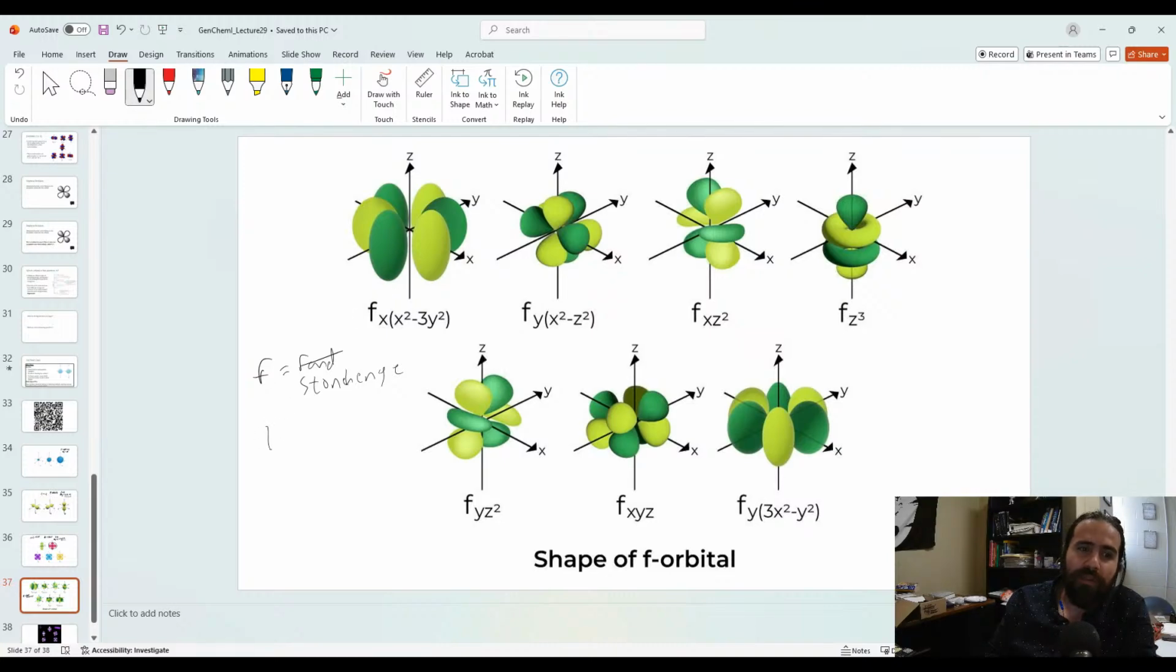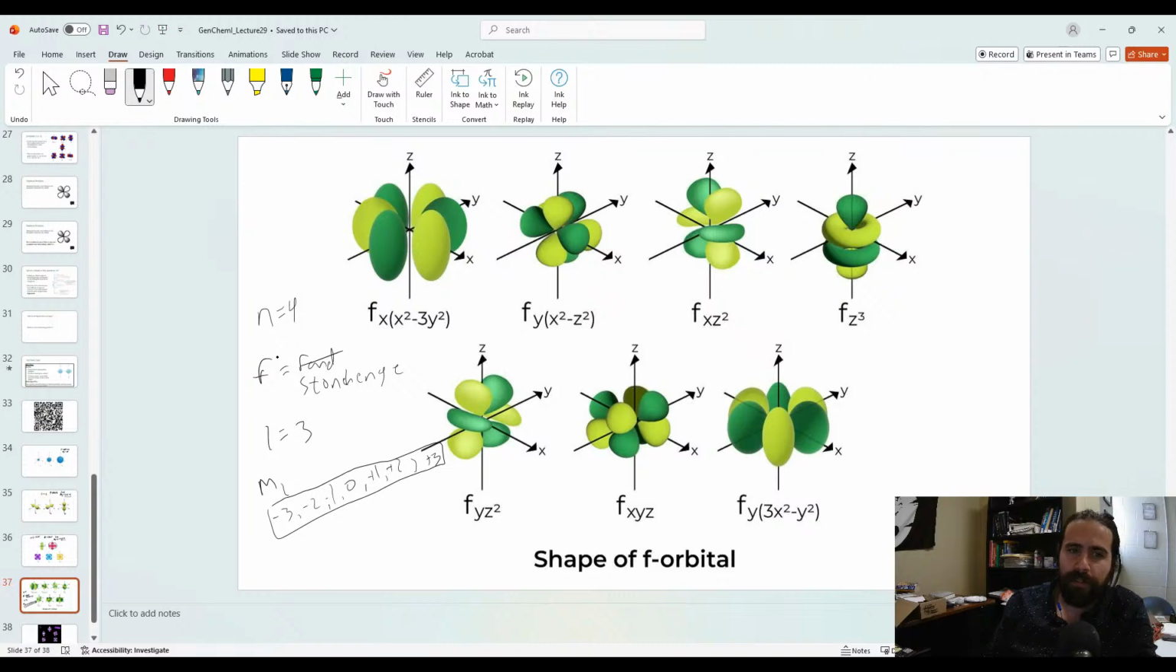This is when our L value is equal to 3, right? So that means that we have access to m sub L values ranging from -3 all the way to +3. So -3, -2, -1, 0, +1, +2, +3. Okay. 7 different configurations given the f orbital. Note that because the L value is 3, that means this doesn't unlock until n equals 4. You're never going to have something like an f orbital at an n value of 3.